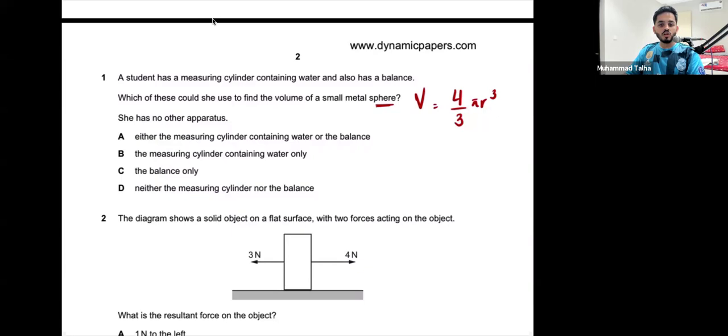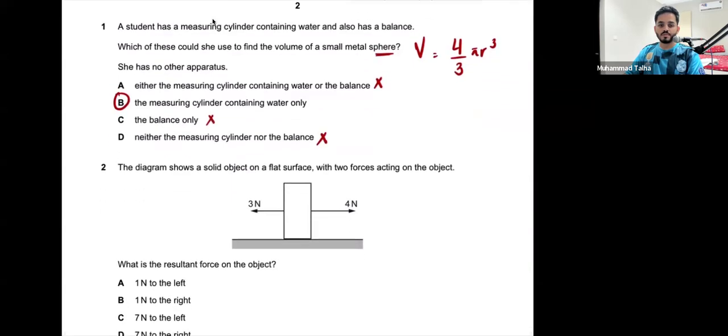So to find the volume, since you have a measuring cylinder containing water, you can note its initial volume. Then after submerging the sphere inside the water, you can see the final volume. The difference of those is going to be the sphere's volume. The balance will give you the mass, so you just need the measuring cylinder containing the water.